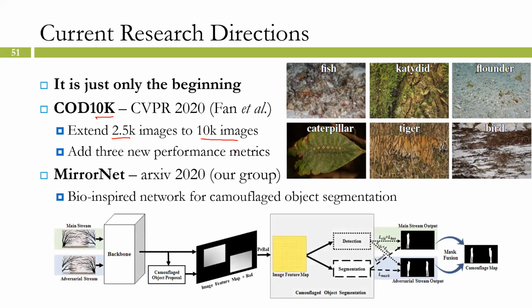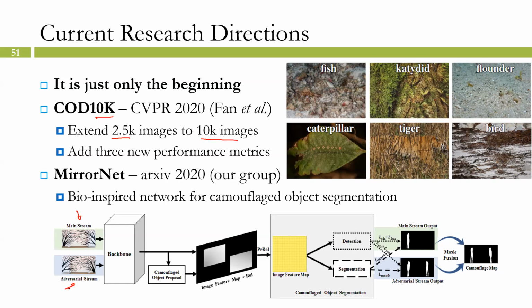And then after that, our group released another paper on arXiv. We found that the bio-inspired network is very good for camouflage object segmentation. What's the point here? Instead of fitting only one mainstream, we also fit the adversarial stream.